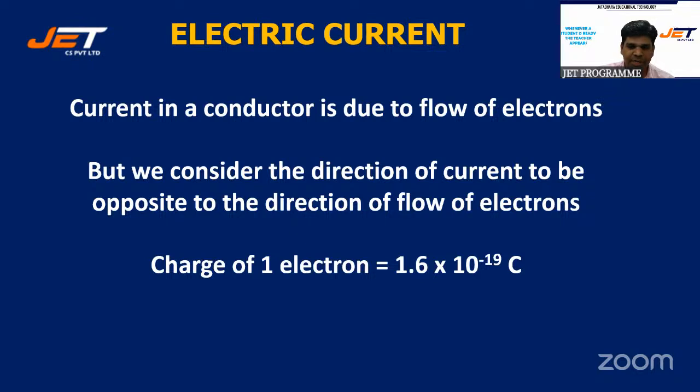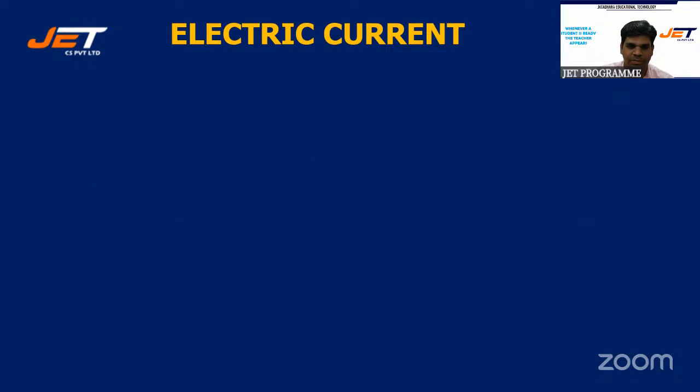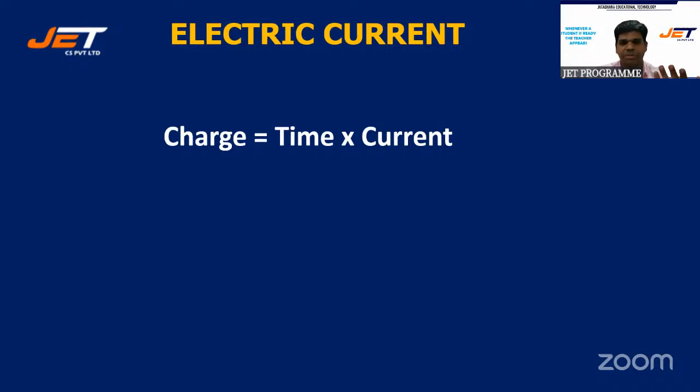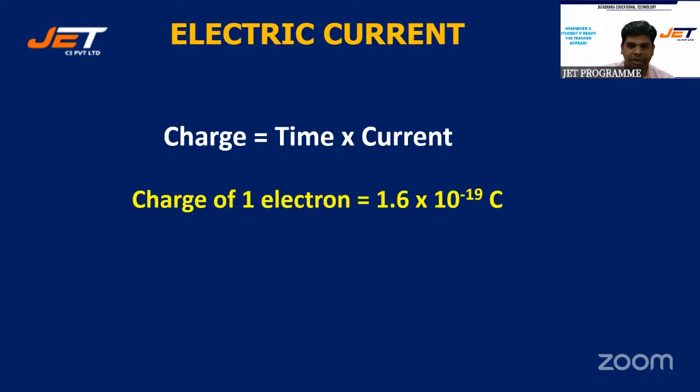All right, and charge of one electron is nothing but 1.6 into 10 power minus 19 coulomb. And charge is equal to current times time, from the same equation current is equal to charge per unit time. From that equation, charge is equal to time into current. Again just to mention, charge of an electron is 1.6 into 10 power minus 19 coulomb.